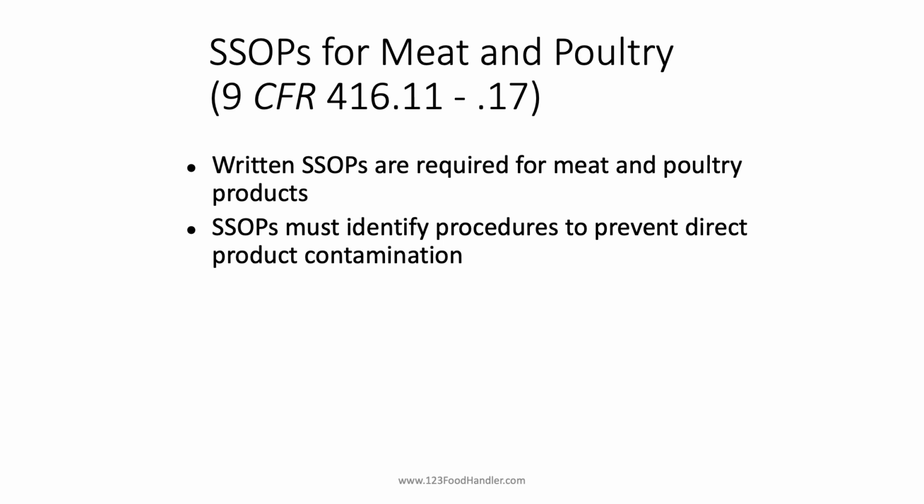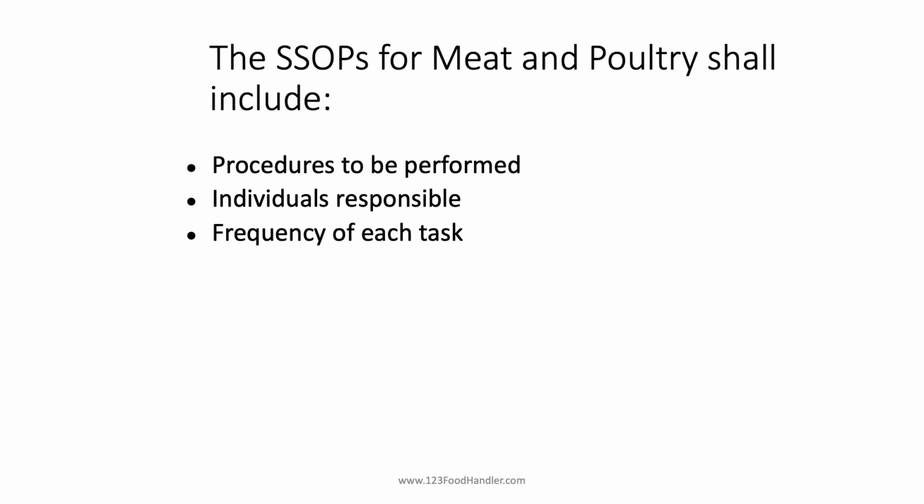SSOPs must identify procedures to prevent direct product contamination. A little more detail here for you. The SSOPs for meat and poultry shall, and when you see the word shall, it means it's mandatory. You've got to do it. They shall include procedures to be performed, what individuals are responsible to perform these activities, and the frequency of the activities for each task in your policies, in your procedures, in your SSOPs.